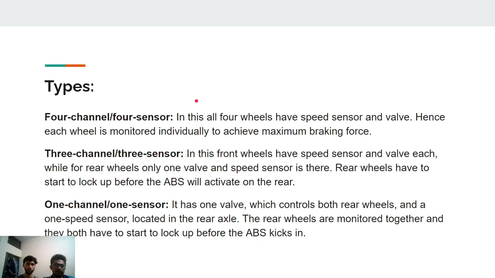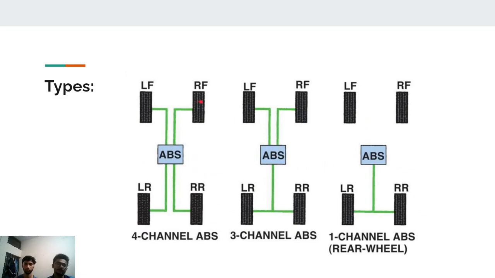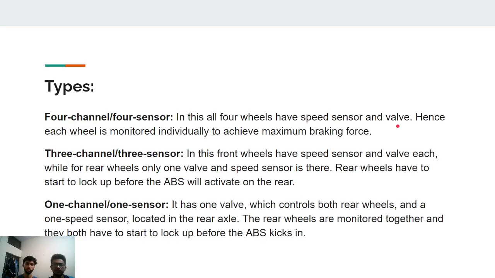So in four channel four sensor, we have four wheels, and for example, we can see in this diagram we have four channel ABS. In this we have a speed sensor on all of the tires, and all of the wheels also have a valve. Hence, each wheel is monitored individually to achieve maximum braking performance. So, for example, let's say as we discussed in applications, on all of the wheels there is a different surface under the wheel. Let's say there might be grease on the road, or there might be ice. So the coefficient of friction will be less there, and we might apply a different braking force on that tire versus another tire which has more traction under it.